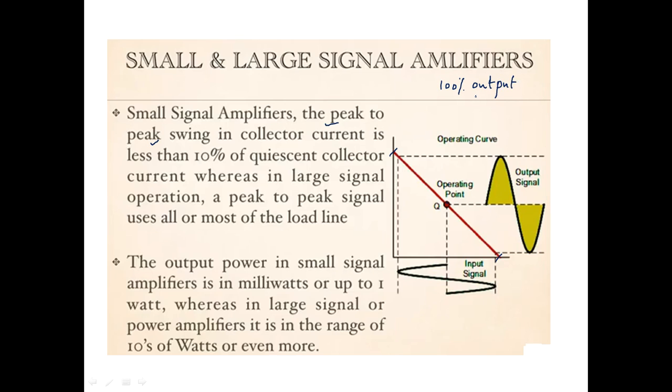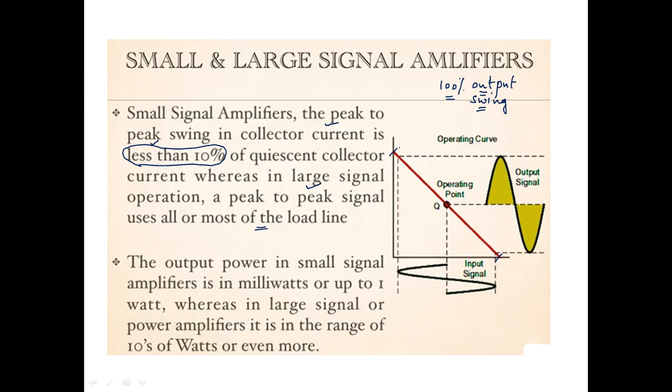Okay. That means I can call it 100% output swing. Whether this 100% output swing is present in the case of small signal or large signal amplifiers, let us try to understand. For small signal amplifiers, the peak to peak swing in the collector current is less than 10%, a very important point. That means there is no 100% swing in small signal amplifiers. The output swing is less than 10% of the quiescent collector current, whereas in a large signal amplifier, the peak to peak signal uses all or most of the load line.